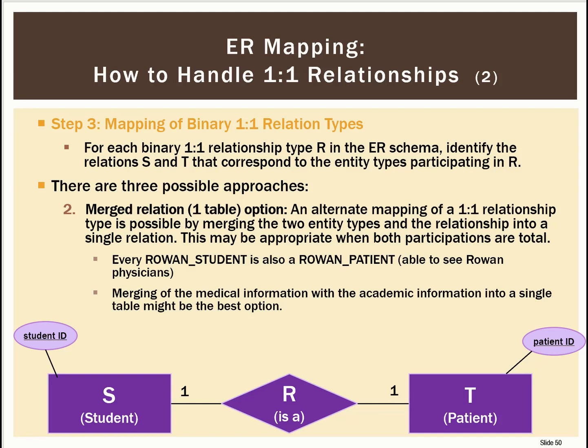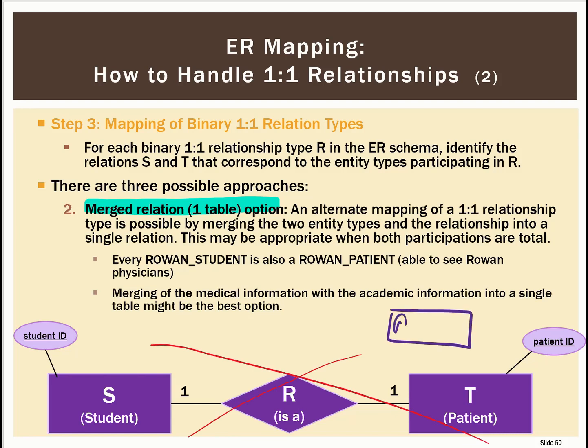How should we handle this relationship? Well, one thing we can do is option 2. Option 2 is called the merged relation, or the single table option. Now, instead of having two tables, why don't we just bring them together into one super table? Instead of having a student and a patient, let's forget all that, and let's make a new entity type, a new table called person.